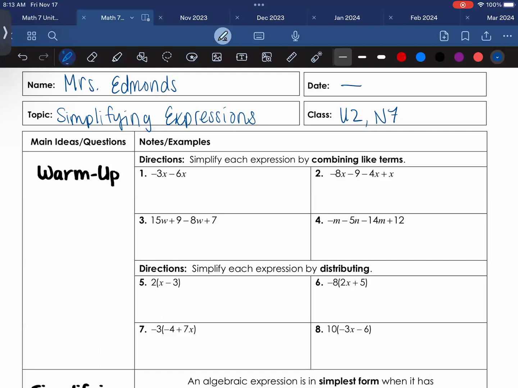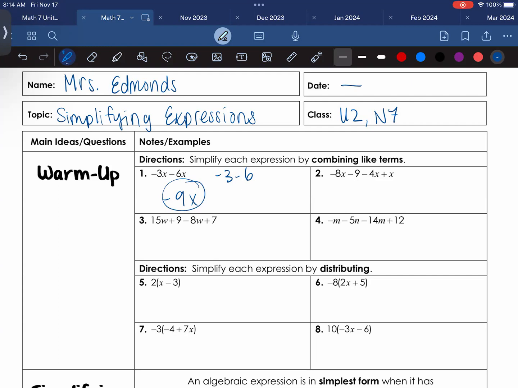Number 1 through 4, they want you to combine like terms. So I'm quickly going to go over what that looks like again. So number 1, we have negative 3x minus 6x. Negative 3x and negative 6x are both variable terms and they have the same variable of x, so we can combine them. All we do here is take negative 3 minus 6, and we are going to get negative 9, and then we attach the x with it. So that's my final answer.